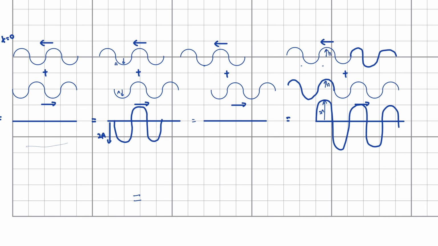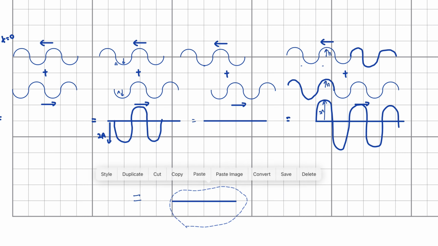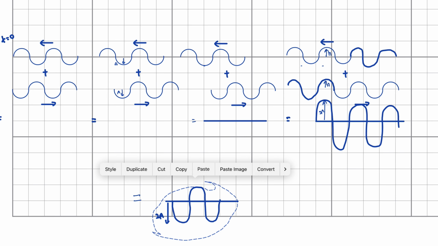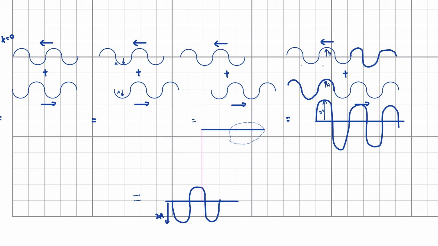The first one, I'm going to pull this one here. The second one, I'm going to pull this one here. The next one, I'm going to pull this one here. So if I overlap these four images, and this one, I'm going to pull up here.